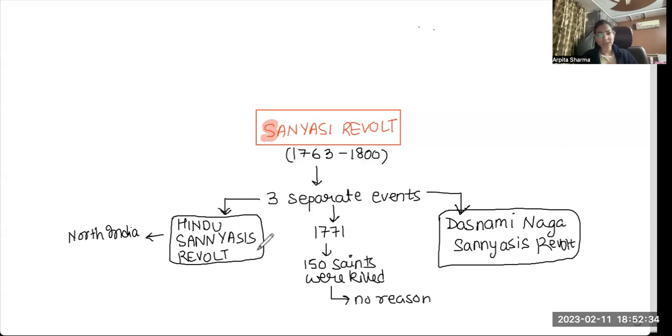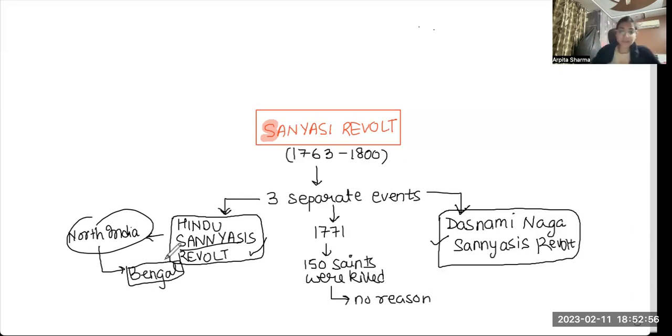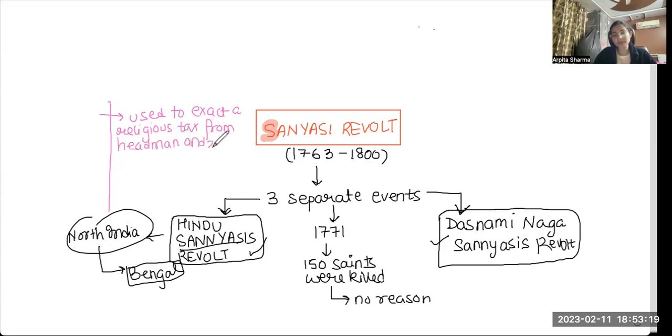What exactly happened? The reason was the same in both these revolts. What was the reason? That the Sanyasis or the Hindu saints from North India used to visit different parts of Bengal. You can write it down simultaneously. So these Hindu Sanyasis from North India used to visit different parts of Bengal. And when they went to these different parts of Bengal, what did they do there? Over here, you can write it down first. They used to exact a religious tax from the headmen of that particular area where they were visiting and zamindars.